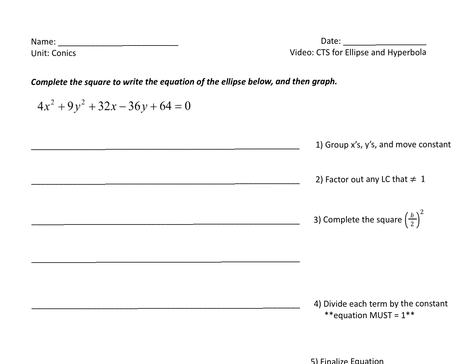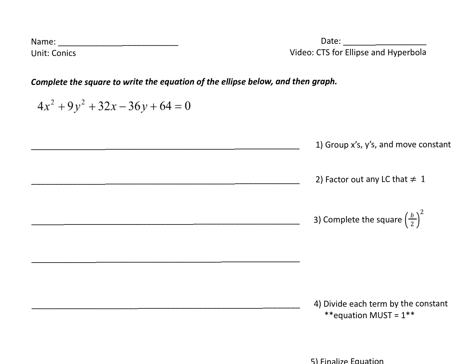Hi everyone, in today's video we're going to talk about how we can use completing the square to write the equations of an ellipse and a hyperbola. So in example number 1 it says complete the square to write the equation of the ellipse below and then graph. So we're going to follow the steps here to the right.